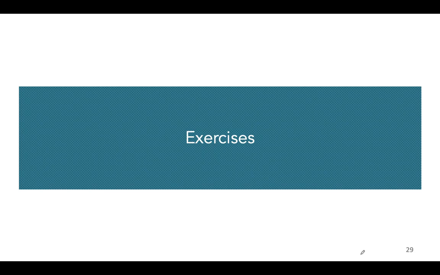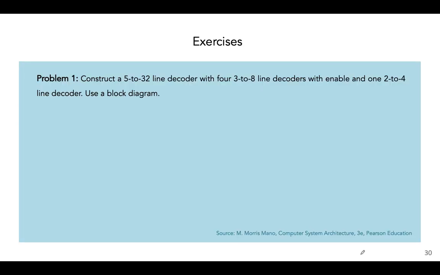Alright, now let's take a look at some very simple exercises. Let's start with problem 1. Construct a 5 to 32 line decoder with 4 3 to 8 line decoders with enable and one 2 to 4 line decoder.